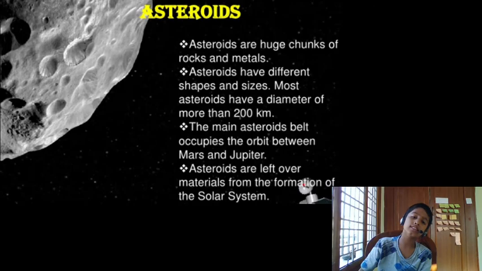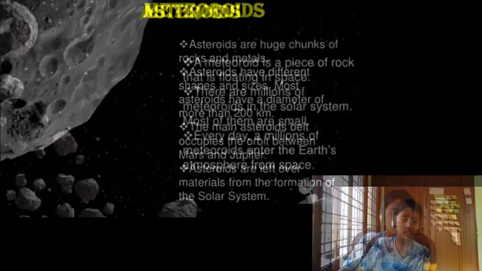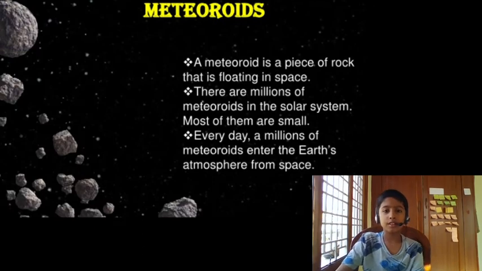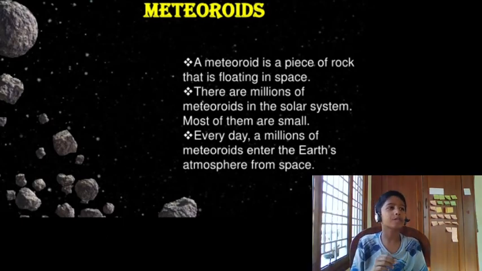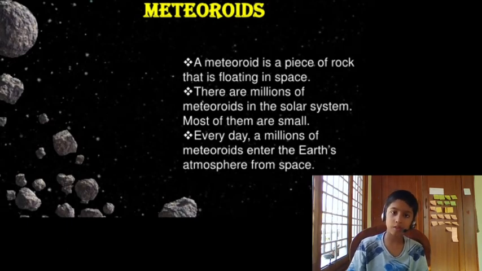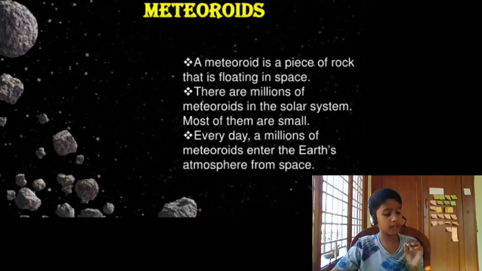Okay, and next thing is meteoroids. A meteoroid is a piece of rock that is floating in space. There are millions of meteoroids in our solar system. Not thousands, not lakhs, but millions. Most of them are small and tiny.